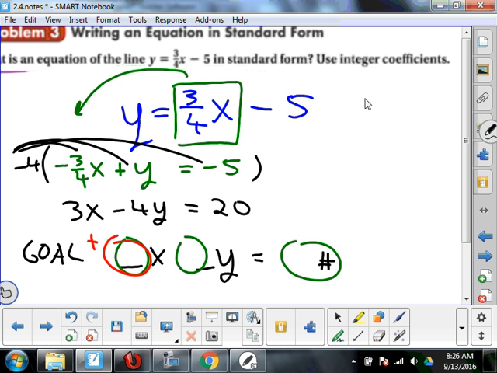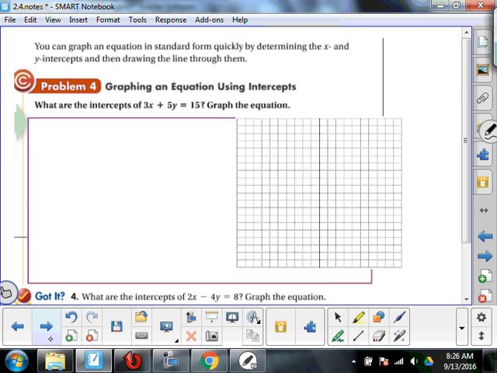What do we think about graphing standard form equations? Oh no, we're going to have to do that? Yeah.